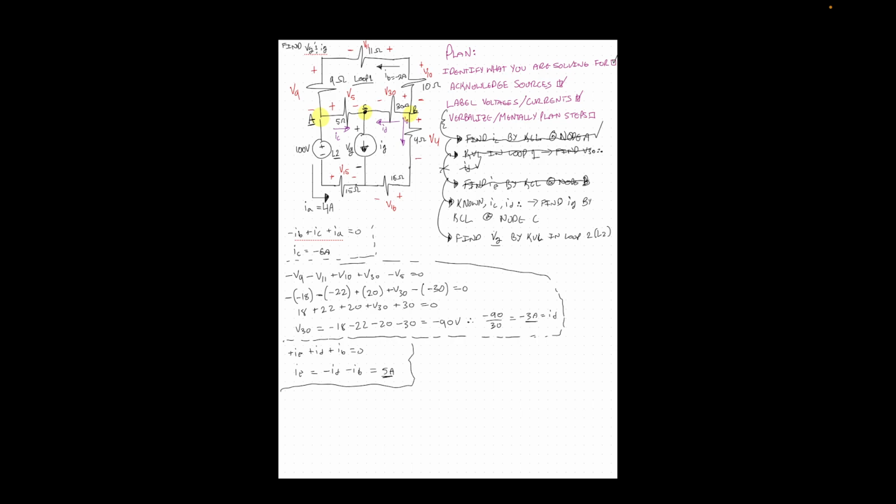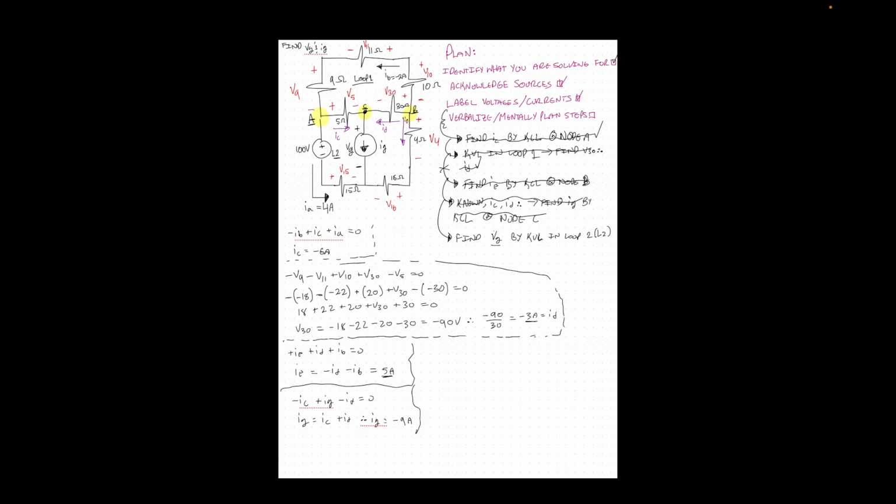All right, so let's go with my next step. I see that I have IC, I see that I have ID, and now I can find IG. By KCL, I'm going to have minus IC plus IG minus ID equals 0. I'm going to say that IG equals IC plus ID. Therefore, IG will equal negative 9 amps. All right, this is done.